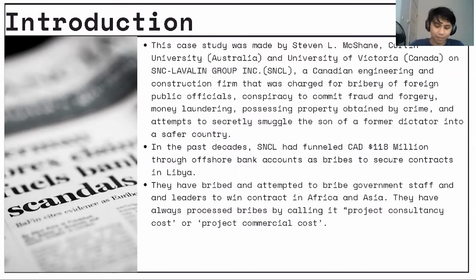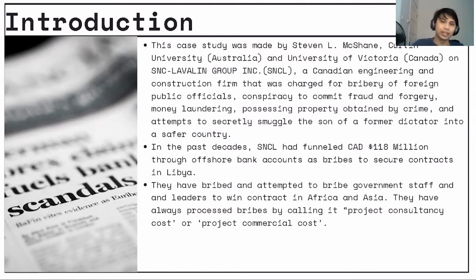So here's a list of crimes that they have done. Firstly, that they spent nearly 118 million Canadian dollars in bribes for contracts in Libya. They attempted to bribe Asian and African governments for contracts, calling their bribes consultancy costs. And they have attempted to smuggle Gaddafi's family out of Libya and into Mexico to avoid them from being harmed in the coup that was ensuing within that country.